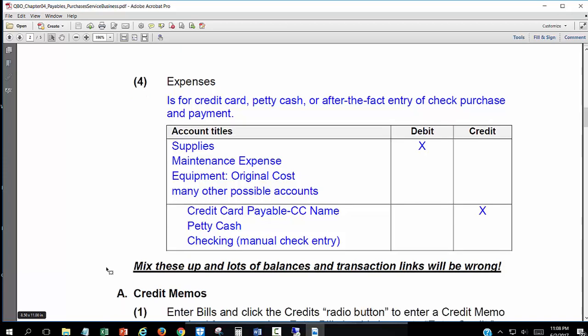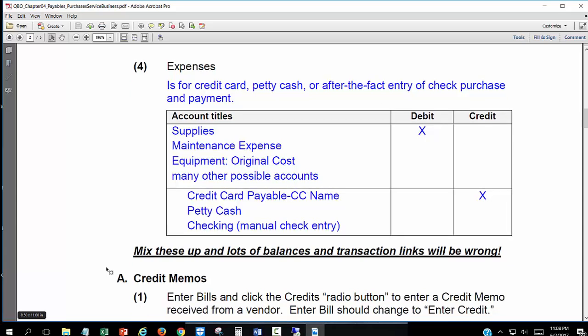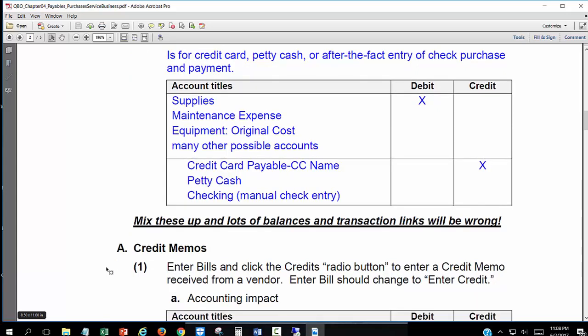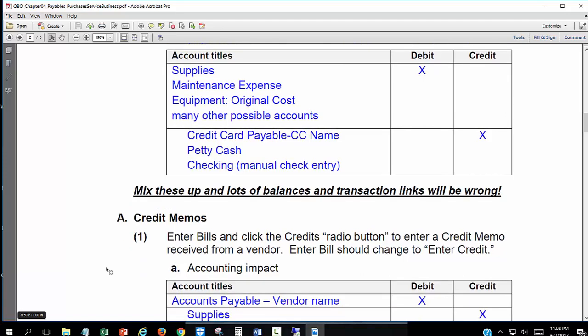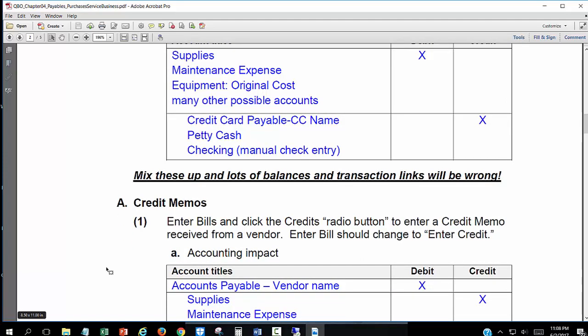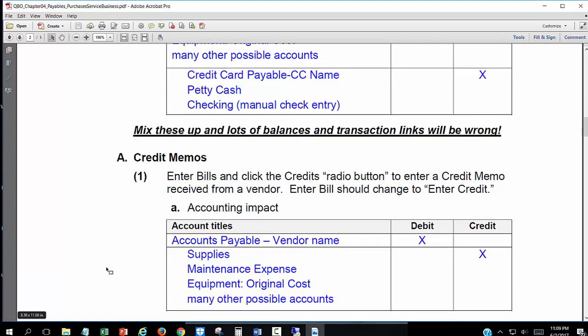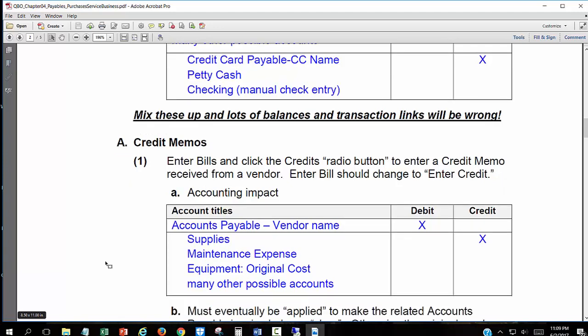Credit memos are vendor credits. And if you go into enter bills and you click the credits button to enter a credit memo received from a vendor, your bill should then change to enter credit. Now what does this mean? It means you're reducing your accounts payable, that liability account getting debited is going down, and you're reversing out whatever it was that the item originally purchased was, or paid, or service received was.